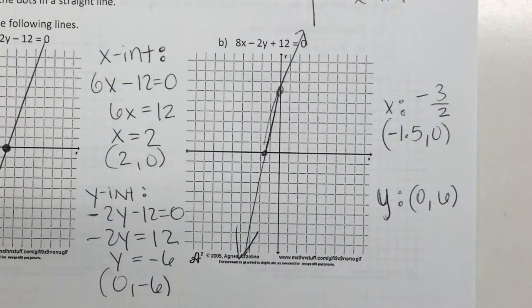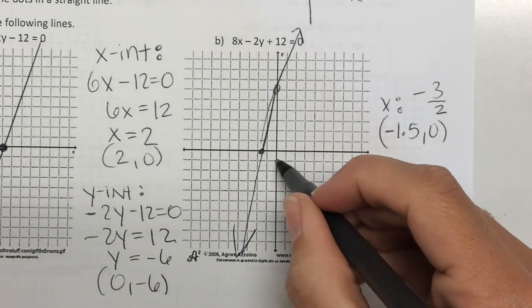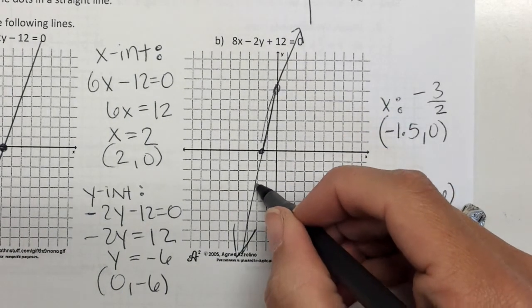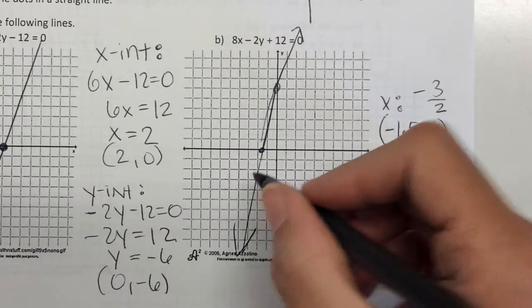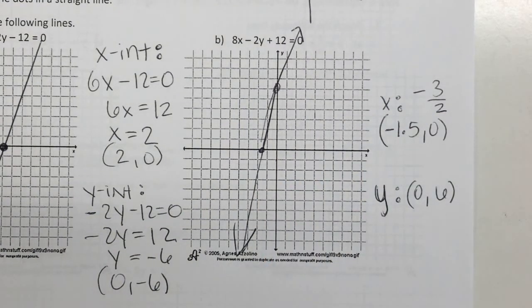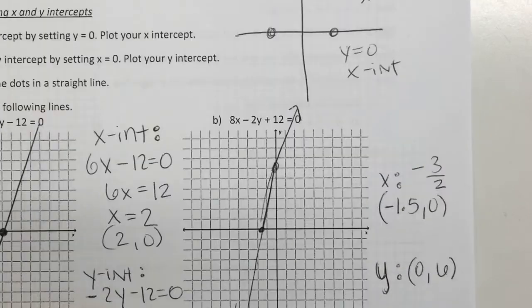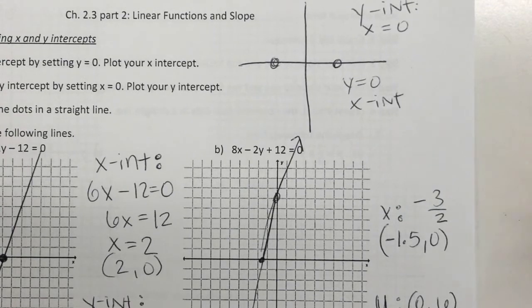Yes? Like what I did, I just went from 0, 0, I just went down 3 and over 2. Can I just do that, or do I need to change? We use rise over run when we do slope. This is different. This is your x and y intercept. So we couldn't do that.